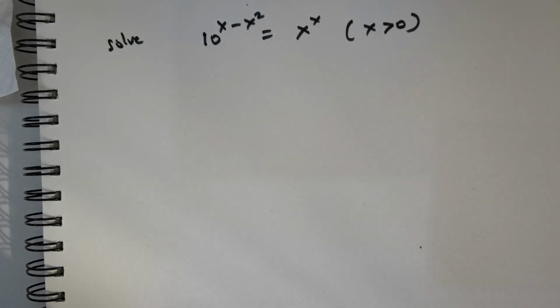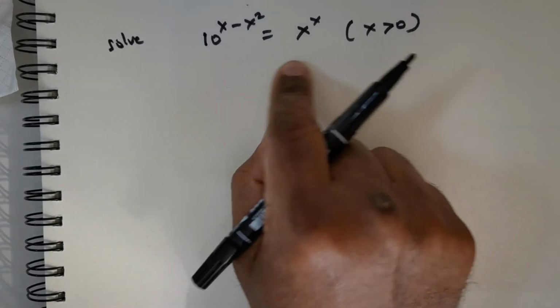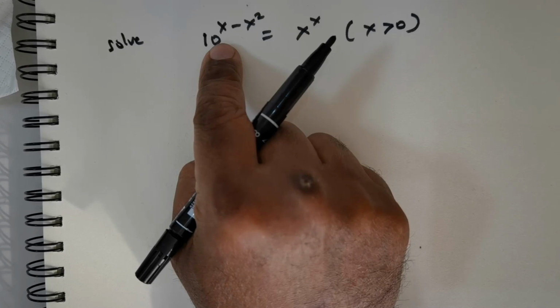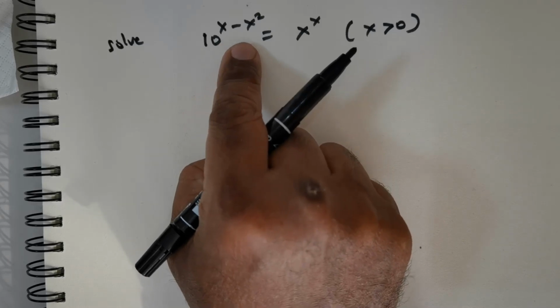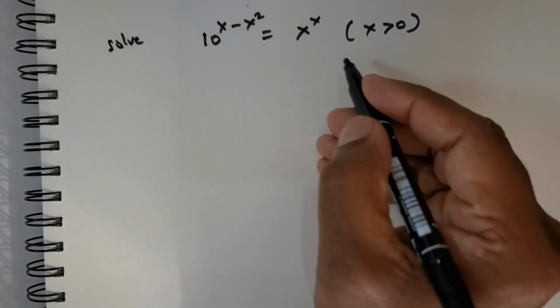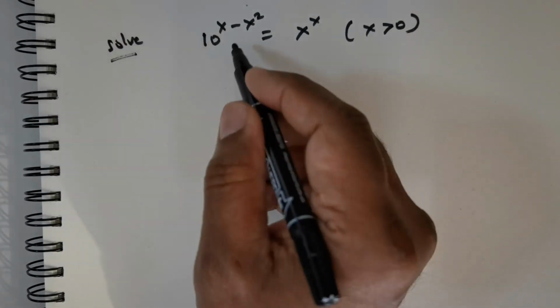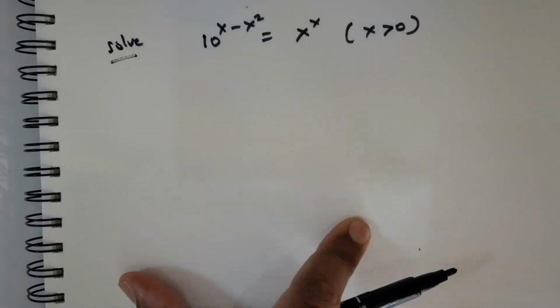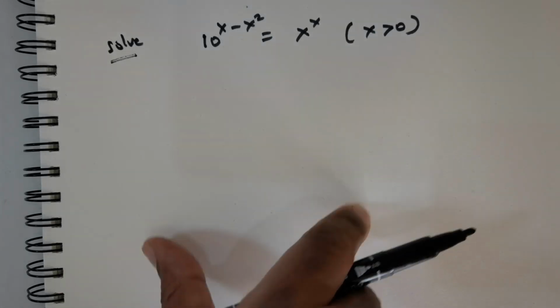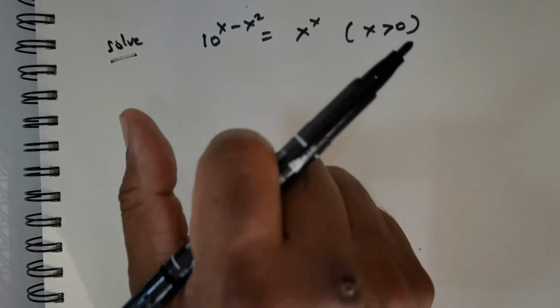Good day everybody. We are expected to solve this equation: 10 raised to the power of (x − x²) is equal to x raised to the power of x. It is imperative to understand that we are expected to solve it. In other words, we have to give the complete algorithm for this particular question.